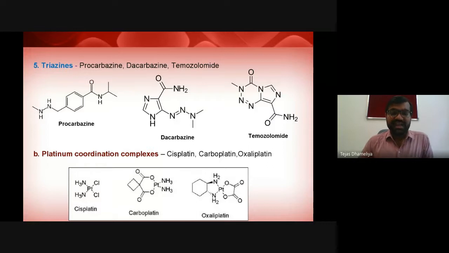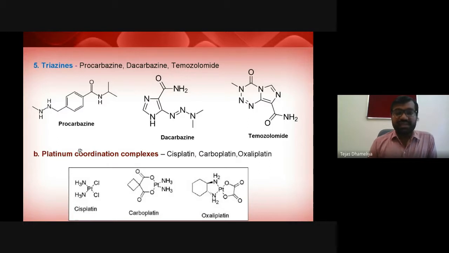So procarbazine, dacarbazine, and one more drug, temozolomide. They are generally triazine derivatives. Why are they called triazines? As such, no triazine nucleus is present in their structure. But they possess three or more than three nitrogens. That's why they are termed triazines.